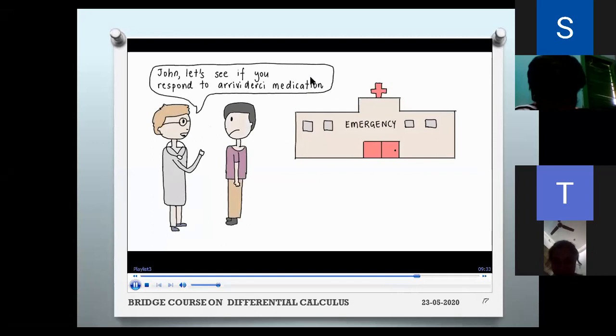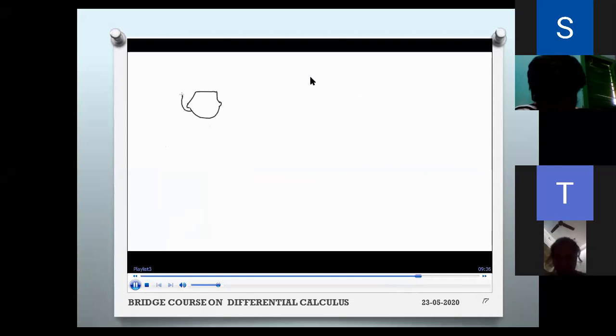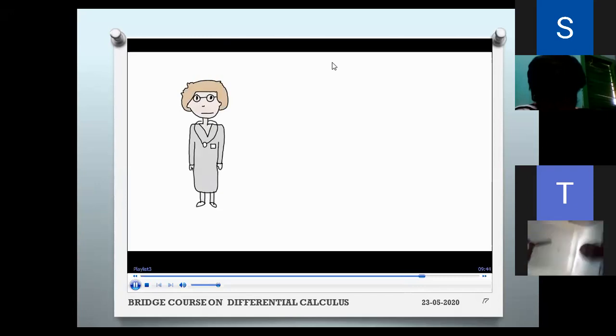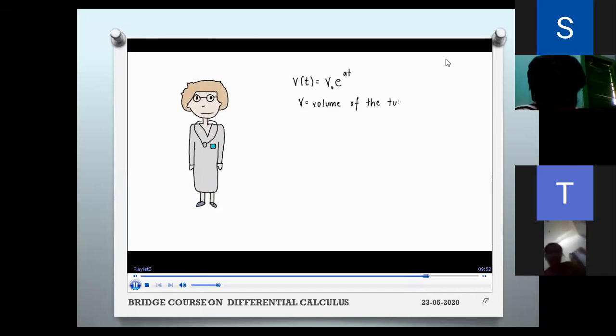As a doctor, you would like to model the growth of John's tumour using calculus to analyse the progression or reversion of his disease. The function you have created to model the progression of growth of John's tumour is an exponential function with respect to time. V(t) equals V0 e to the power of at, where V is the volume of the tumour, V0 is the initial volume of the tumour, a is a constant and t is time.